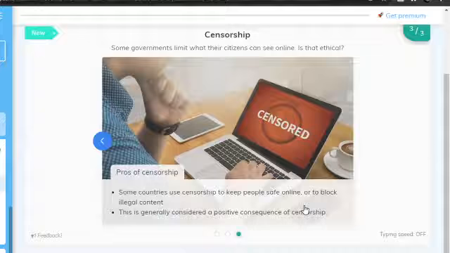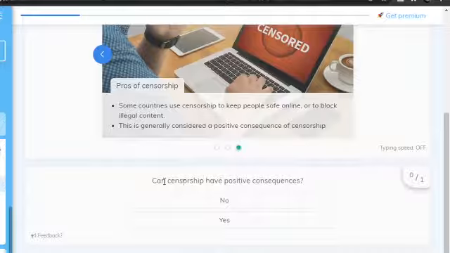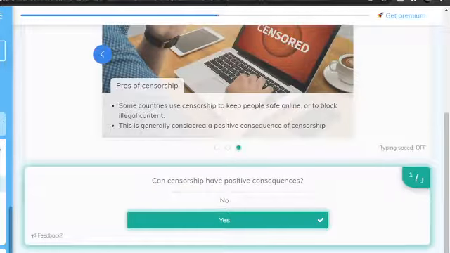While the pros would be some countries use censorship to keep people safe. And that would literally be the only thing. Can censorship have positive consequences? Yes, safety.